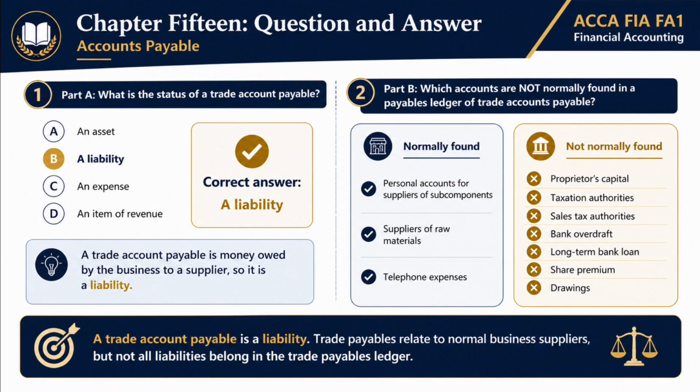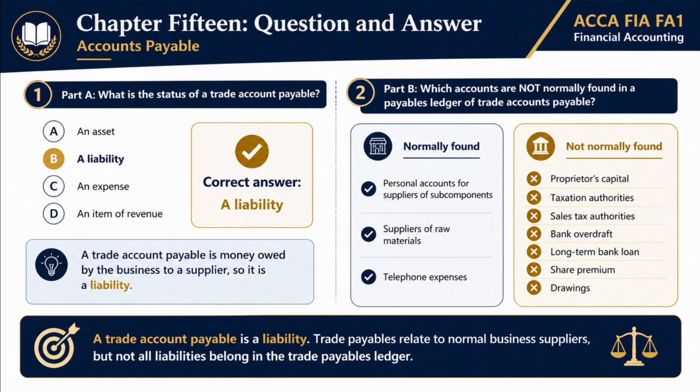The accounts that are normally found in the payables ledger are option 2, personal accounts for suppliers of subcomponents. These suppliers provide parts or materials used in the business, so they are trade suppliers. Option 5, suppliers of raw materials. Raw materials are used in normal business operations, so these suppliers are trade suppliers. Option 9, telephone expense. The telephone provider supplies a service used by the business. In this type of question, the textbook treats this as connected with trade payable records.